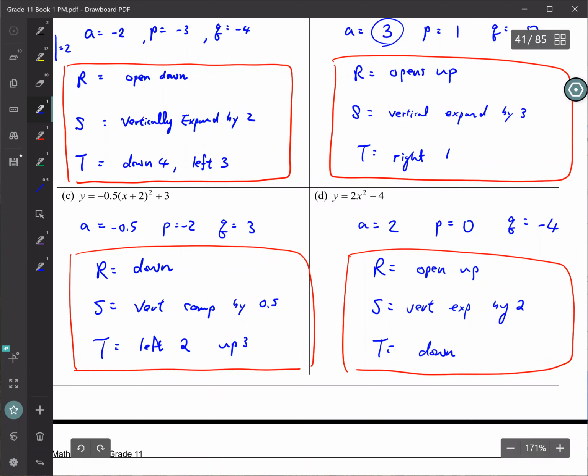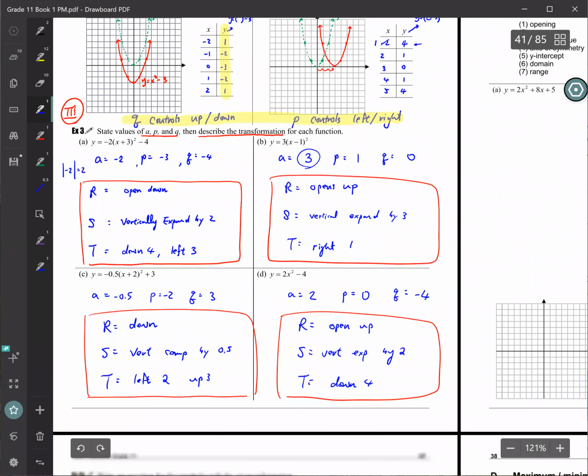So each one of the APQ controls different things. Make sure you review the question, review the notes before you begin the homework. And for your homework, you will also need to complete the corrections too. I'll post them later on today.